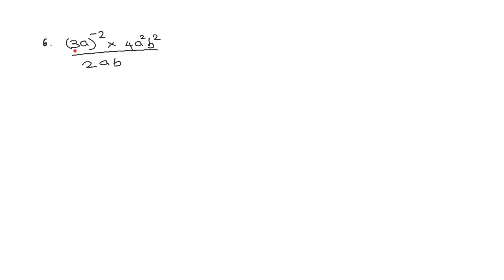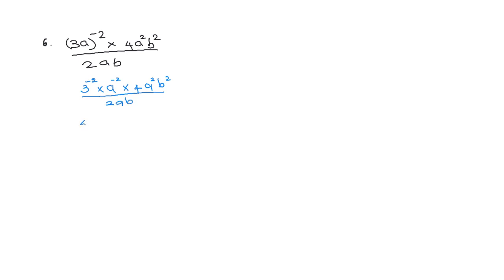Look at example 6. Here you have algebraic expressions. 3a to the power minus 2 into 4a squared b squared divided by 2ab. So here you have 3a to the power minus 2. You can write this one as 3 to the power minus 2 into a to the power minus 2, into you have 4a squared b squared, and here you have 2ab.